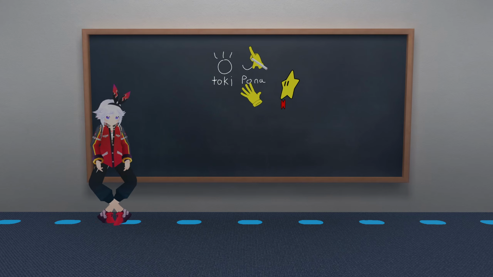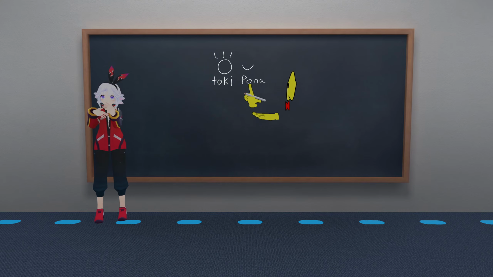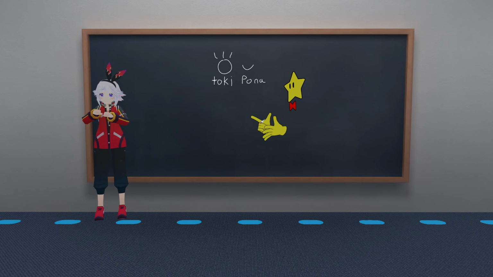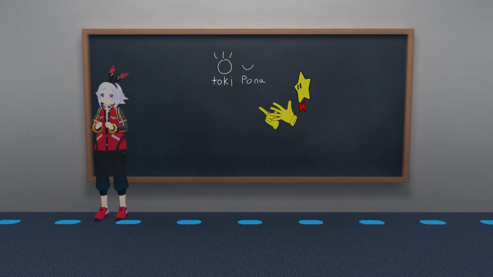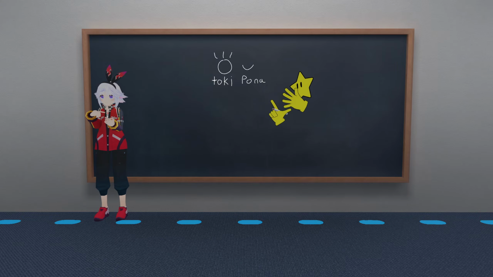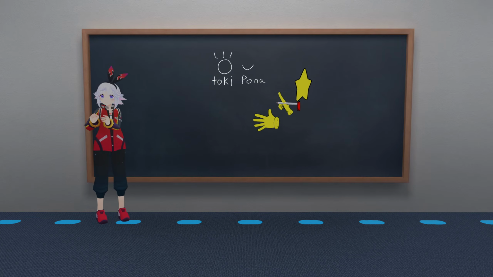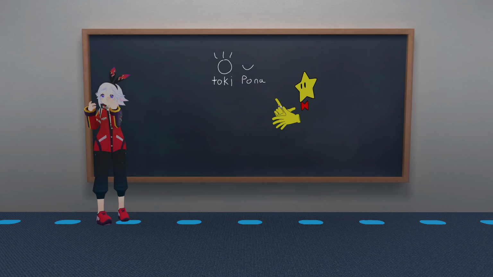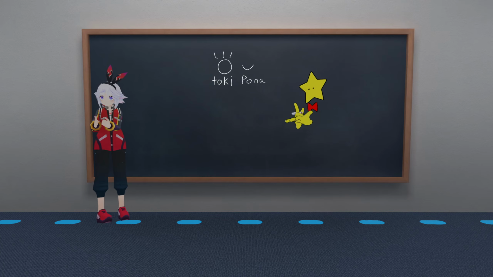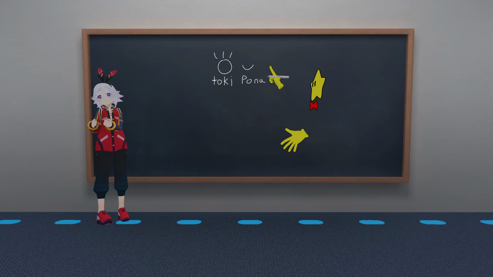But how does this work? The word Toki can mean speech, conversation, thought, talking, and language. And then the word Pona means good, positive, pleasant. So the two of them together, Toki Pona, means pleasant speech, like a friendly conversation, thoughtful prayer, good language. All of Toki Pona's words work like this.